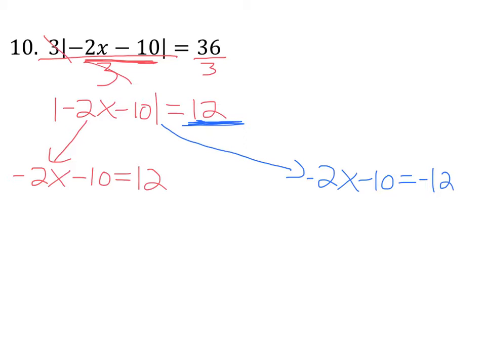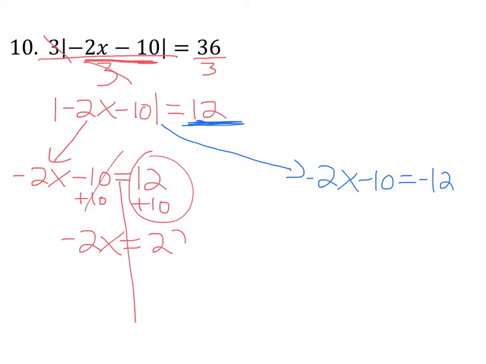And then you got 2 two-step simple equations to solve for. So for this first one, we're going to add 10 to both sides. So just have negative 2x on the left. And then 12 plus 10 gives us 22. Divide by negative 2 on both sides. And 22 divided by negative 2 is negative 11. So that's one of the answers.